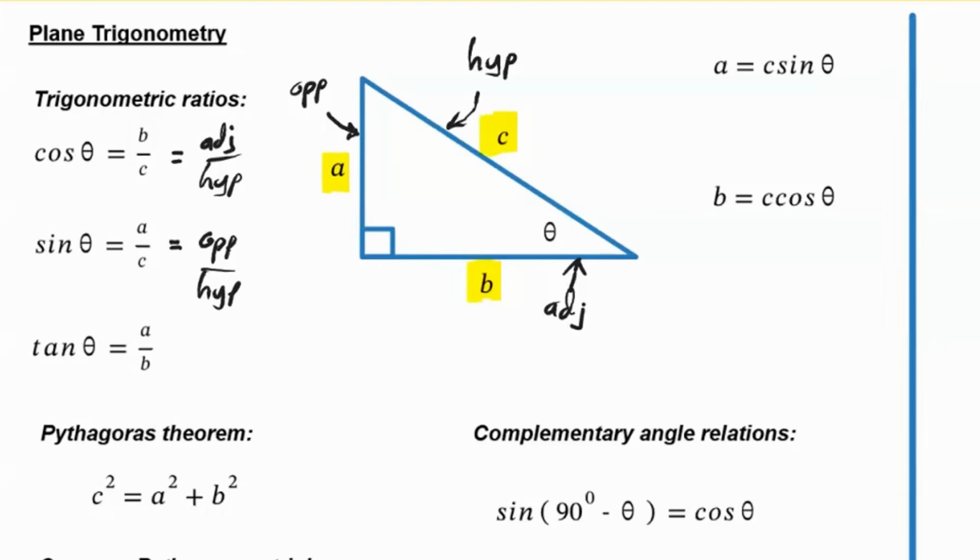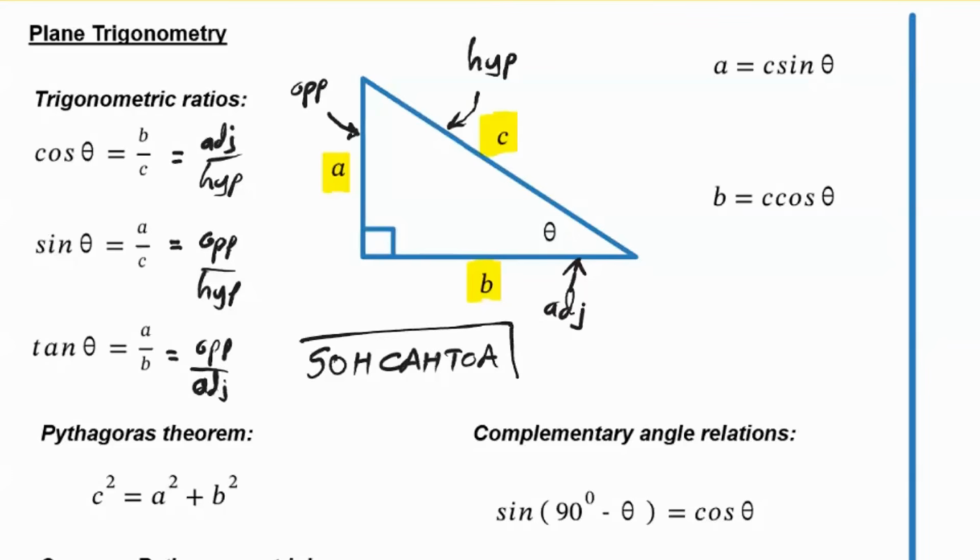The last one is tan, which is the opposite side divided by the adjacent side. In this particular case, that's A over B. So you just have to know this. Very important. And this can be summarized by SOHCAHTOA. I know you know this from your IGCSE. So this is very important.